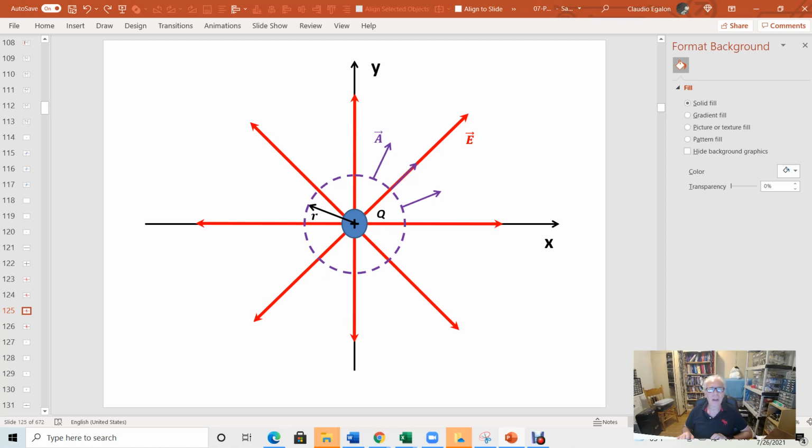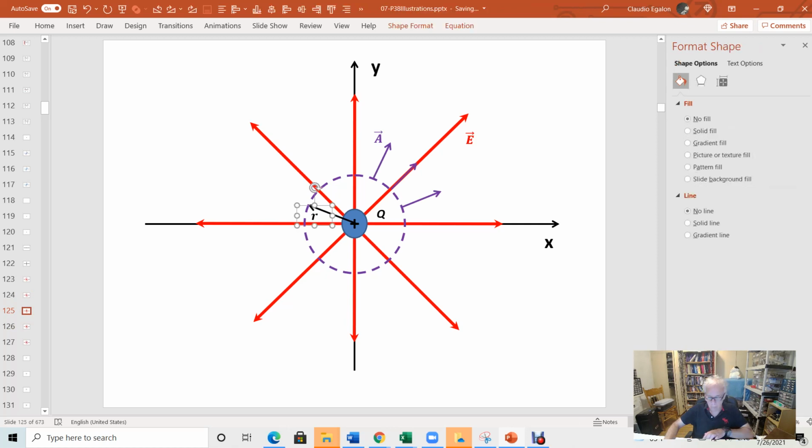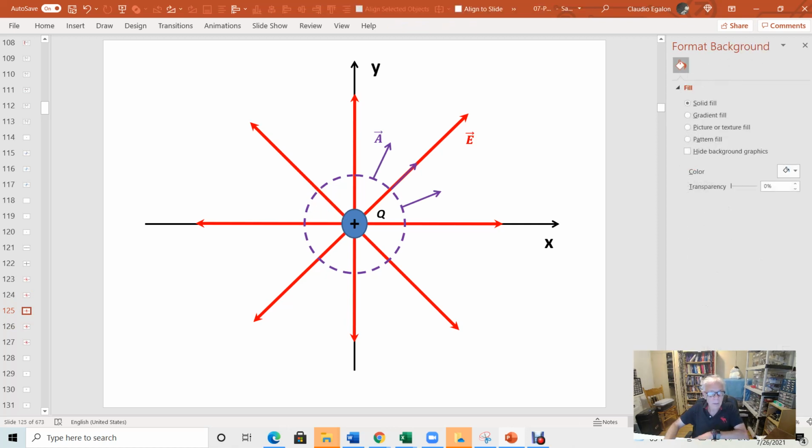Now we can start calculating the electric field of this point charge. You already know the result, right? But we're going to do it again using Gauss's law. And by the way, this sphere that you see right in here has a radius r. Let's do that again.